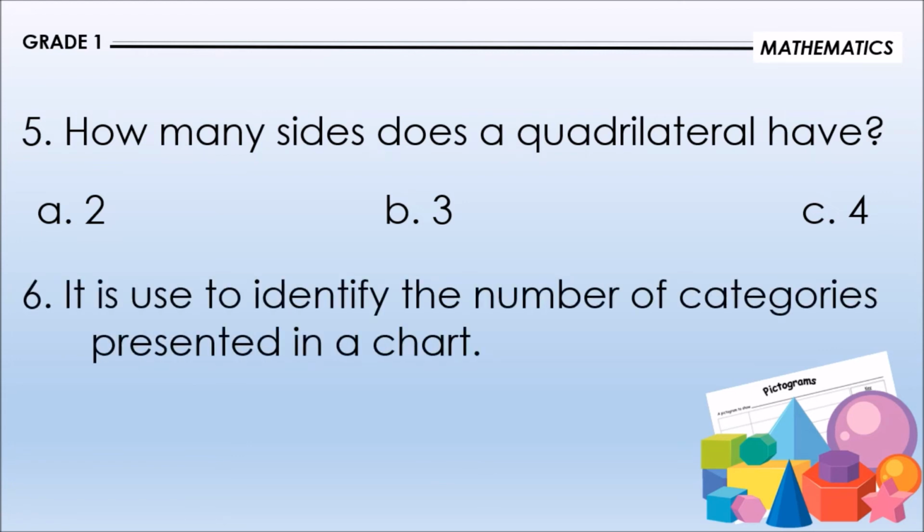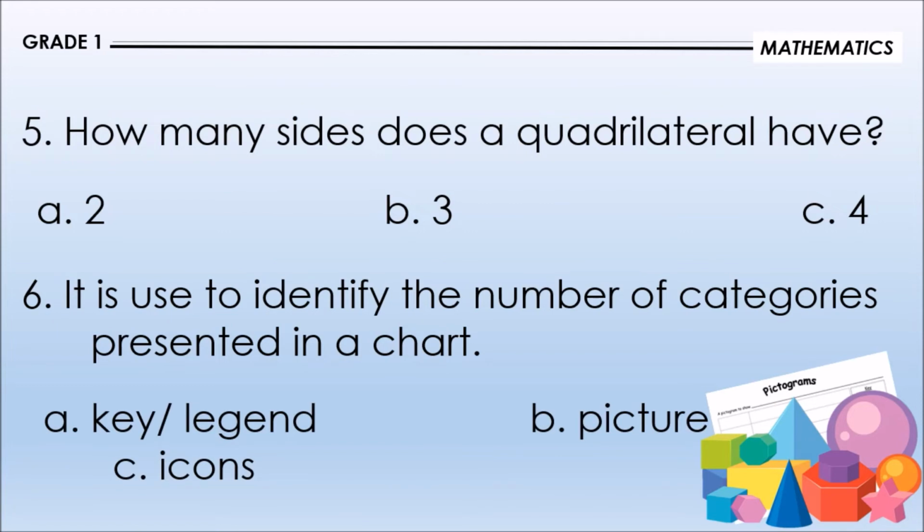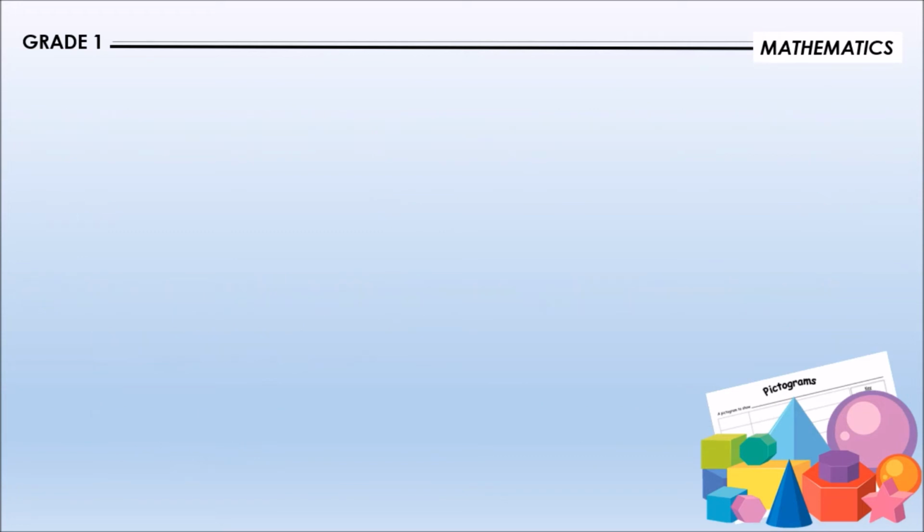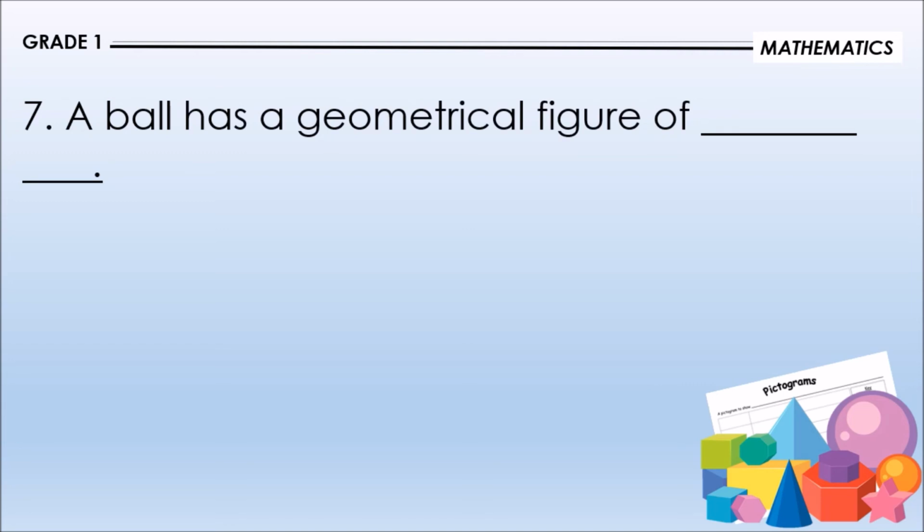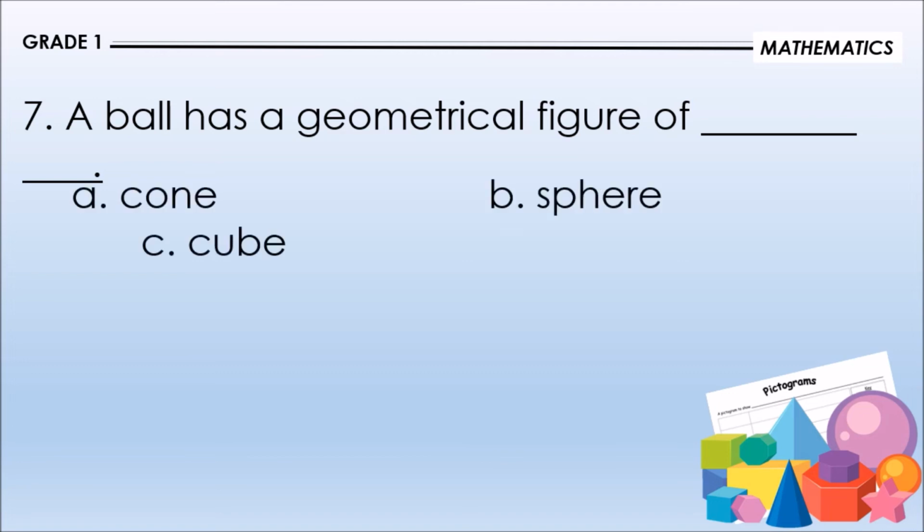Number 6, it is used to identify the number of categories presented in a chart. A, key or legend. B, picture. C, icons. Number 7, a ball has a geometrical figure of blank. A, cone. B, sphere. C, cube.